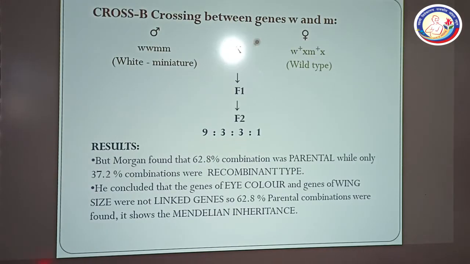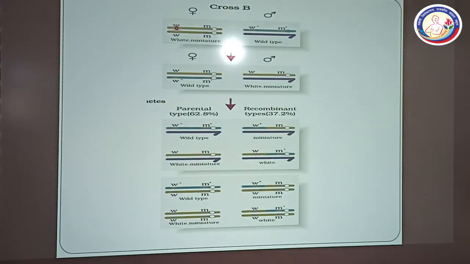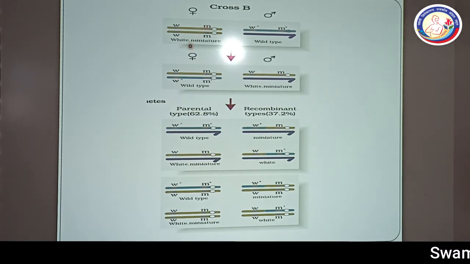You can see the cross B, crossing between genes W and M, WWMM. This is white and miniature wings, while W plus, M plus is the wild strain, and he received almost 9:3:3:1 type of results. But Morgan found that 62.8% combinations were parental, while 37.2% combinations were recombinant type. He concluded that the genes of eye color and the genes of wing size were not linked genes. So 62.8% parental combinations were found. It shows the Mendelian inheritance. You can see the figure here. This large distance is responsible for the Mendelian results here.